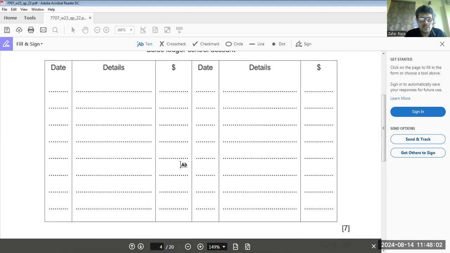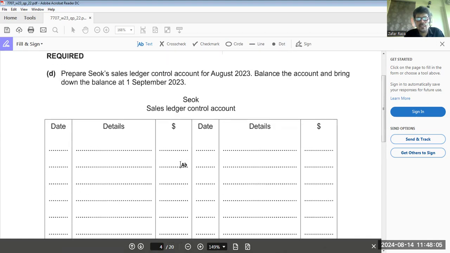Now, prepare sales ledger control account for August 2023, balance the account and bring down the balance at 1st September 2023. So when you are making a T account, okay, control account, what we do, 2023, August 1, and we are going to report balance BD.